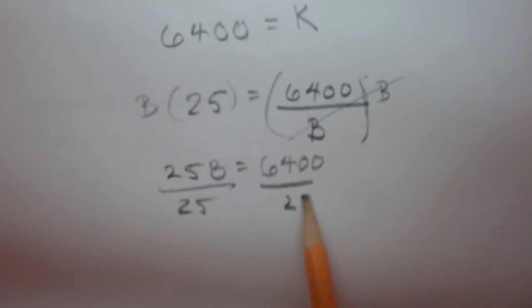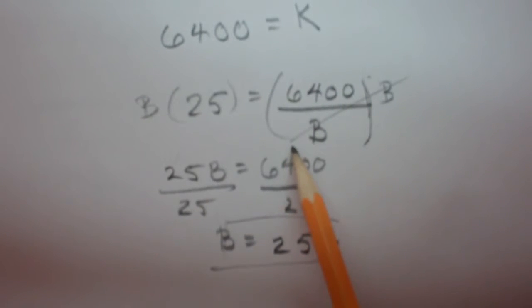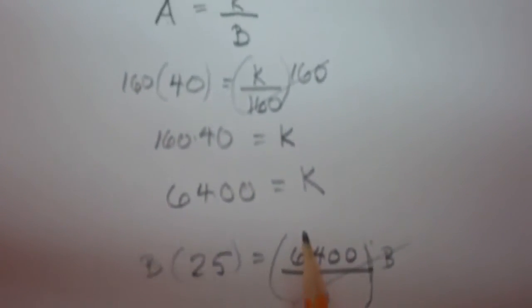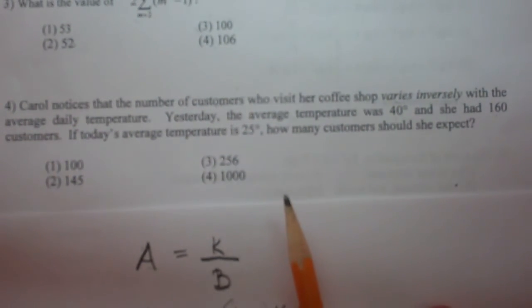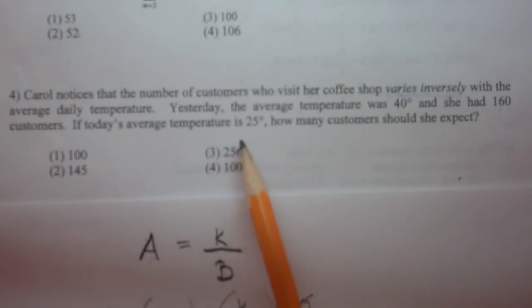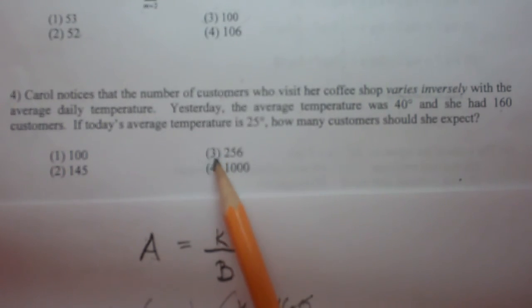Now we divide both sides by 25. We get that B is equal to 6,400 divided by 25, which is 256. So there are 256 customers when the average temperature is 25 degrees. Let's see if 256 was one of the choices. Go up to the original problem, look to see if 256 is one of our choices. Yes, 256 is one of our choices. So the answer for number 4 is number 3.